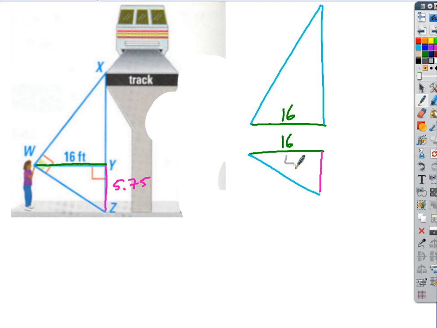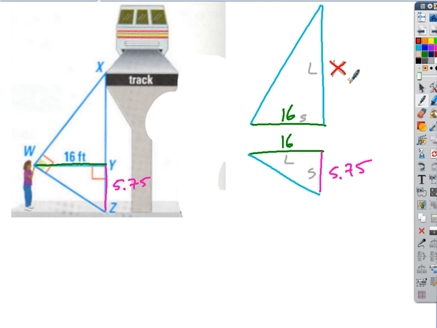So I need the ratio of long and short. Okay, well the short side here I know. The short side is 5.75. What's the long side up here? I don't know. Call it x, right? Because if I knew x, I'd have the answer, wouldn't I? Right? I could just add x and 5.75.